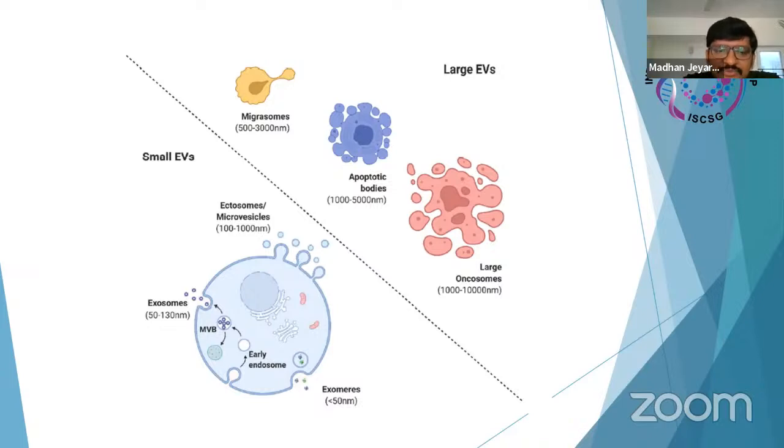We can divide exosomes into small extracellular vesicles and large extracellular vesicles. In small, we have exomeres, exosomes, and ectosomes. In large extracellular vesicles, we have migrasomes, apoptotic bodies, and large oncosomes.